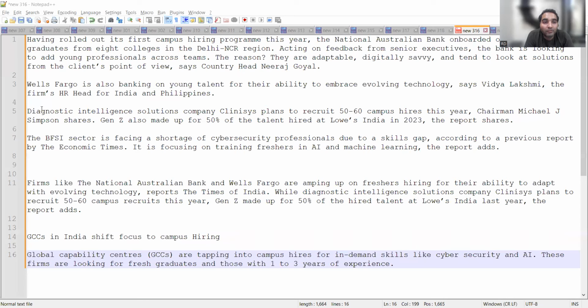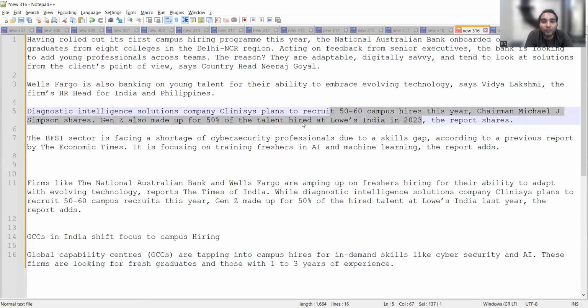Apart from that, on the same lines, we have an update that Clinisys, a Diagnostic Intelligence Solutions company, is also planning to recruit 50 to 60 campus hires this year. And Generation Z made up 50% of the talent hired at Lowe's India in 2023. So this is also a report.